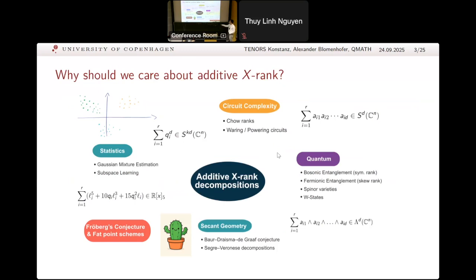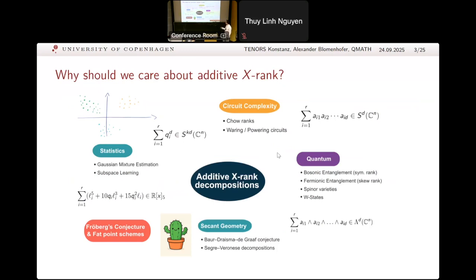For instance, like power sum circuits where you take a form, Qi, which is not necessarily a linear form, and then you raise it to a power. Or the aforementioned Chow rank is actually really important in circuit complexity. And I drew a small cactus here for people who are interested in generalized additive decompositions. Maybe somebody mentioned it, and they also fall into this framework of X-rank decompositions. So there are a lot of interesting problems in this area that have all of these different applications.